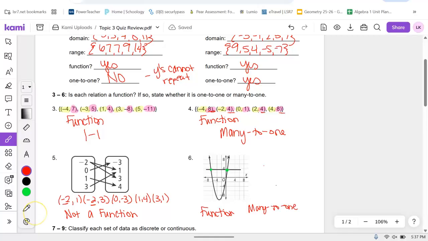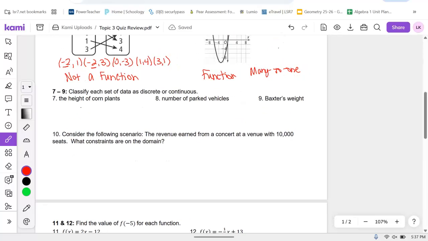All right, 7 to 9, classify each data set of data as discrete or continuous. So continuous is it covers every number and in between numbers. So 1.3, 1.111111 repeating. Whereas discrete is just specific numbers, typically counting numbers or multiples of numbers. So for the height of corn plants, something cannot just grow from 1 foot to 2 feet without covering everything in between. So therefore, this is continuous.